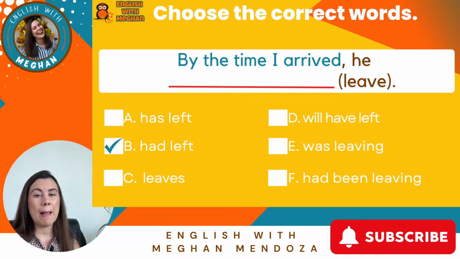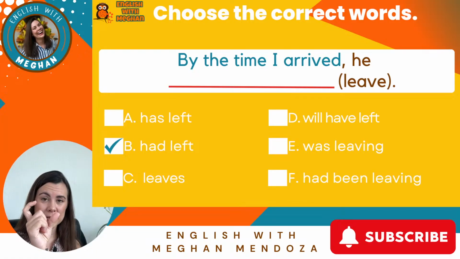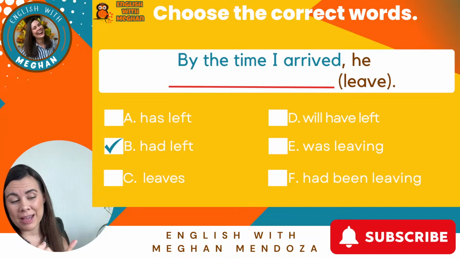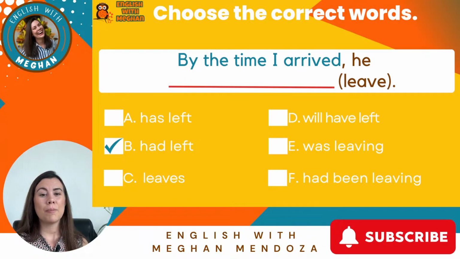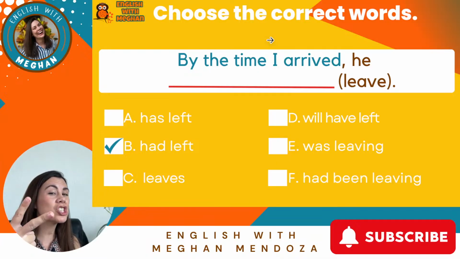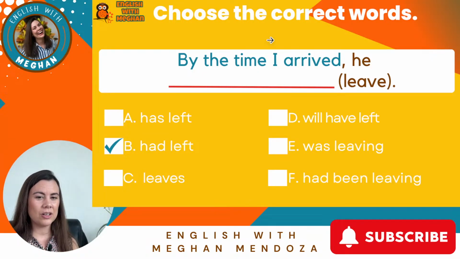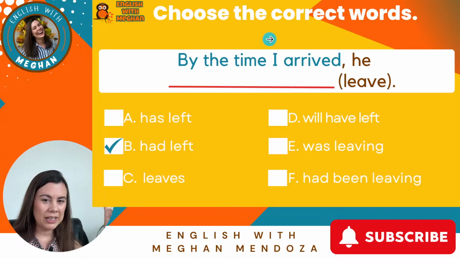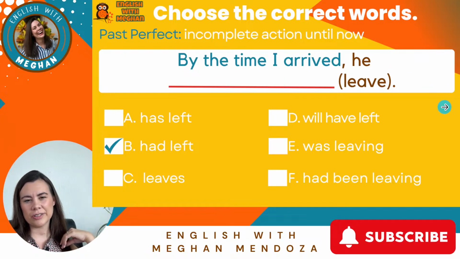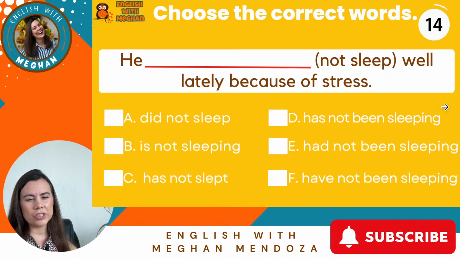Our time word there, by the time. That's our time expression that we use in actually both the past perfect and the future perfect. But you'll see here that this I arrived, that's past simple. So we know this is two actions in the past. Okay. First, he left. Then I arrived. Okay. Finished actions. All right. Oh, going back here. Incomplete action till now. All right. Let's do this here.